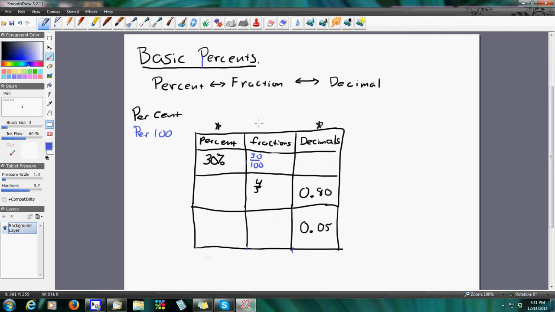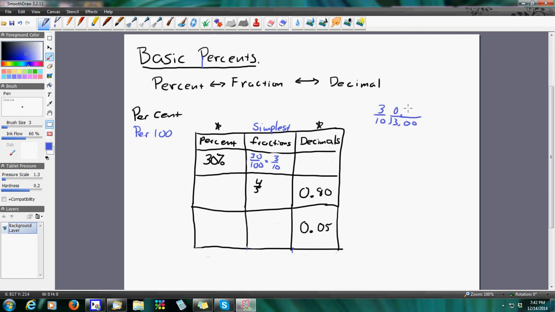Now, fractions should always be written in simplest form. And so I'm going to get rid of the zeros. So I'm going to divide by 10. I get 3 out of 10. Now, if I take 3 and I divide it by 10, I'm going to convert this into a decimal. And you might be wondering why, but just have a little faith in me and I'll show you in a minute.